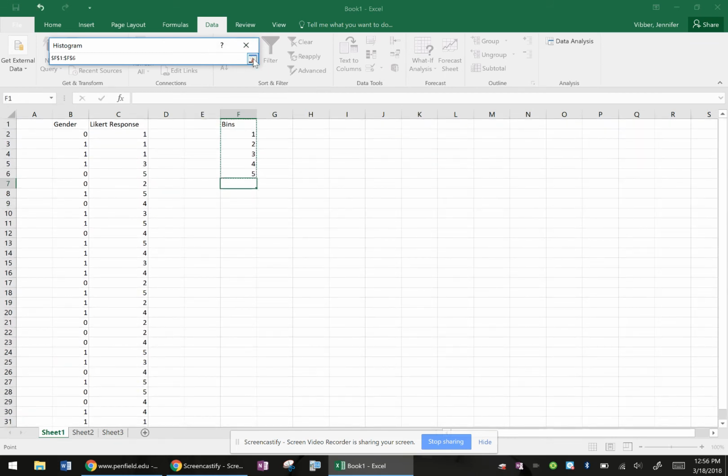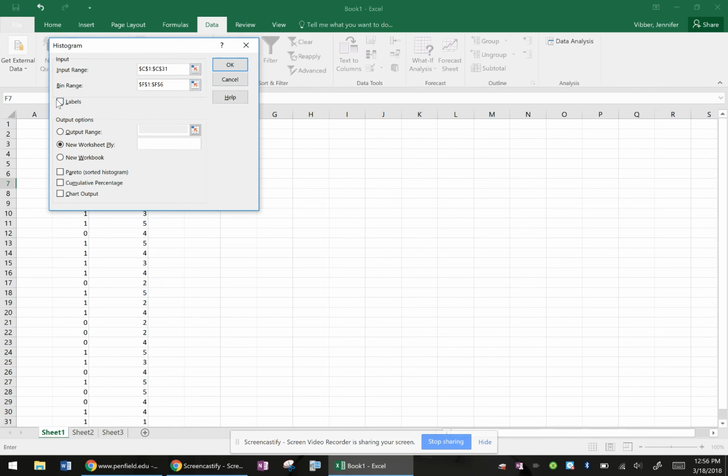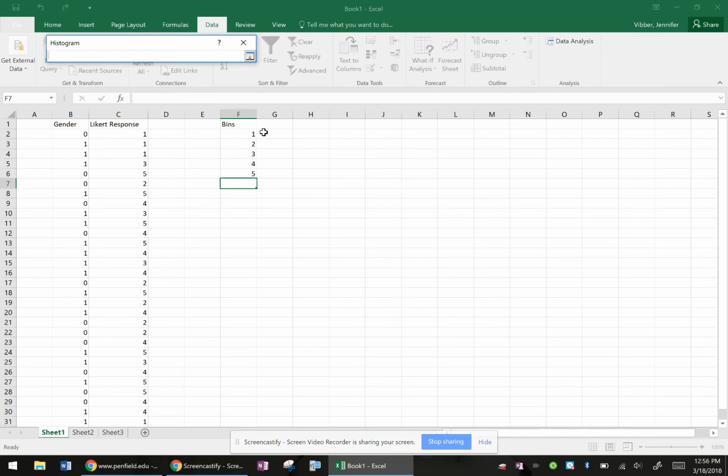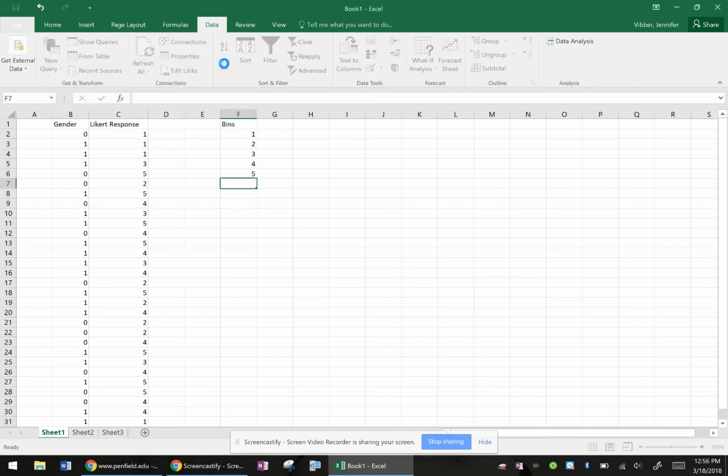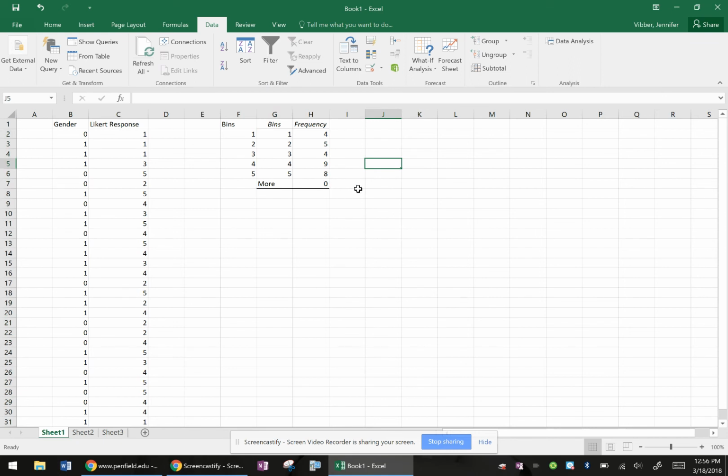So my bin range is here. Did I highlight labels in the first one? I did. Good. And then my output range is going to be right next to my bins. And I don't need a chart output because I don't care about the histogram graph. I'm going to hit OK. There's my frequency.